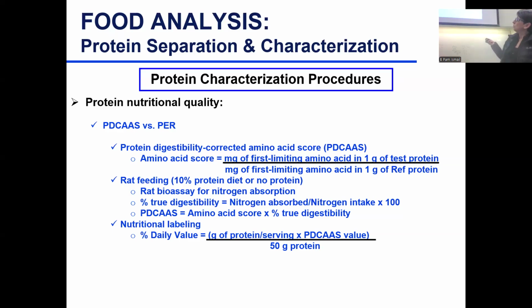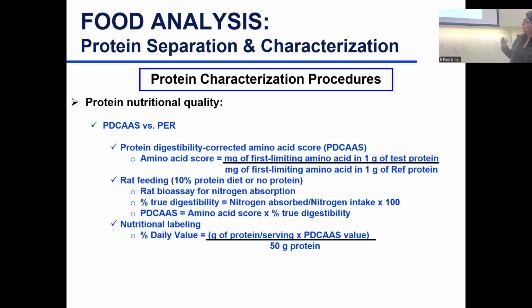We can do digestibility testing using the official method that is used for labels, which is animal-based. Some companies don't want to use animal experimentation, so they are trying to get other types of methods that do not sacrifice the animals. But as of now, this is the official method.